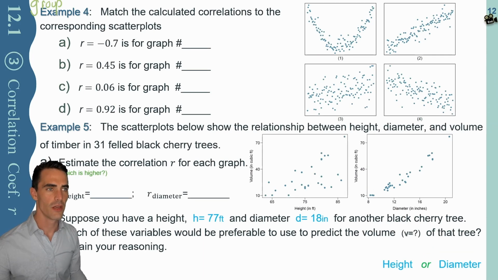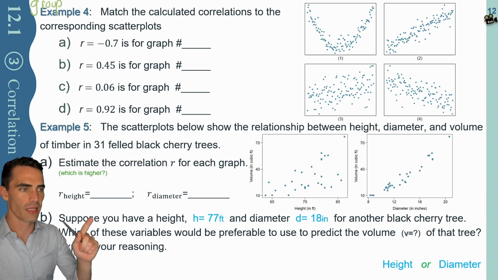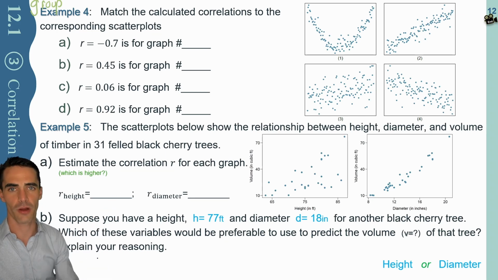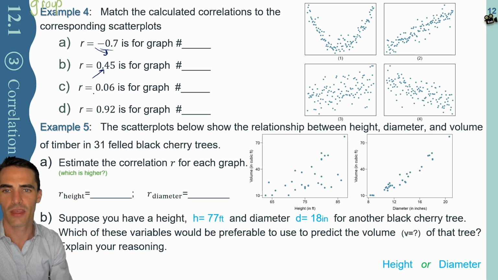Next example. We need to be able to understand, or at least get a good idea about, these different R values and how they relate to different pictures. So the first part: match the calculated correlations to the corresponding scatter plots. The first one I have is R is negative 0.7, and I'm looking at which graph. I have 0.45, so that's positive, so I can write a little arrow going up, negative arrow going down. I have 0.06, again, this usually indicates no linear relationship.